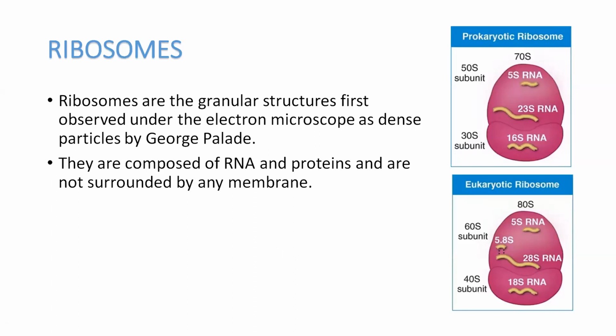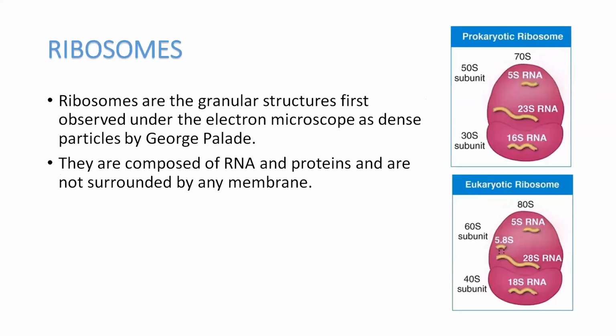Which of the following RNA molecules is present only in eukaryotic ribosomes? You may be given any option. How many options do we have here? 5S, 23S, 16S, 28S, 18S, 5.8S. So they may give any of these 6 options, and then may ask different combinations of questions.